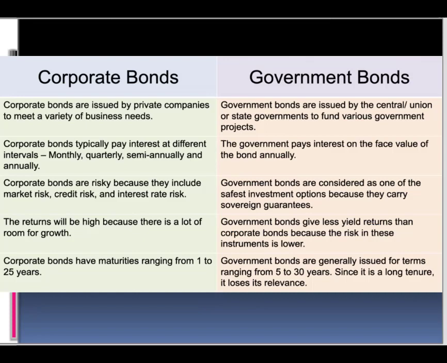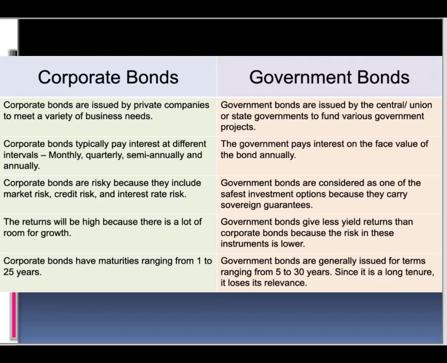So again, let's make sure we understand the difference between corporate bonds and government bonds. What we are seeing right now on the right side is government bonds, which are issued by central banks. They pay interest and are considered one of the safest investment options because they carry sovereign guarantees. They also give less yield than corporates, because the risk of default of a country is different from the risk of default of a corporate. Government bonds are also generally issued for terms ranging from 5 to 30 years.